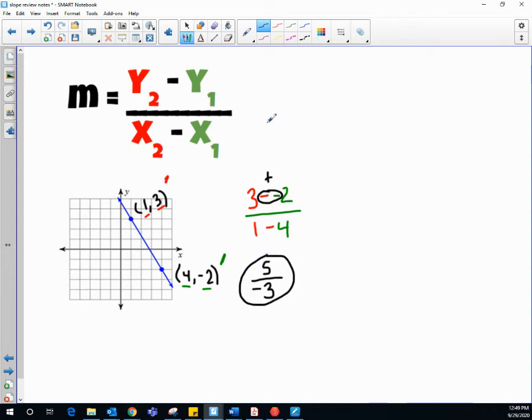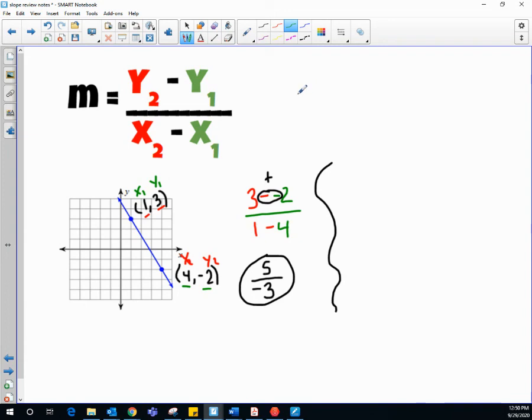Okay. And I just want to show you that if I choose to flip this around and I used this one as my sub 2, so if I did this one as x2, y2, and if I did this other one as x1, y sub 1, you still get the same answer.